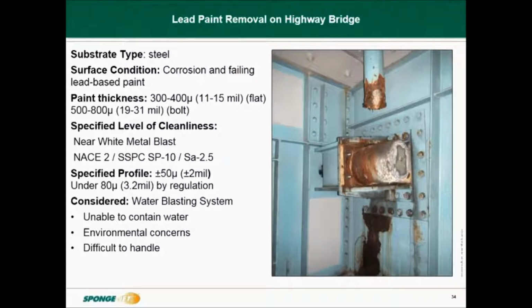The bridge itself is constructed of steel. The contractor had to remove 400 to 800 microns of lead-based paint back to bare metal with a cleanliness level of SA 2.5 and a profile between 50 and 80 microns.